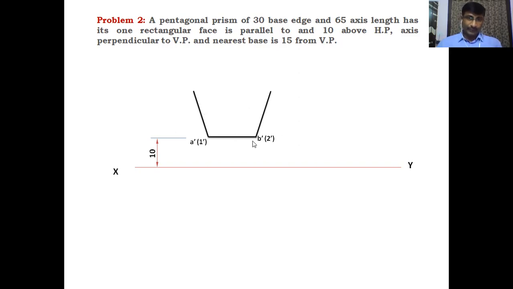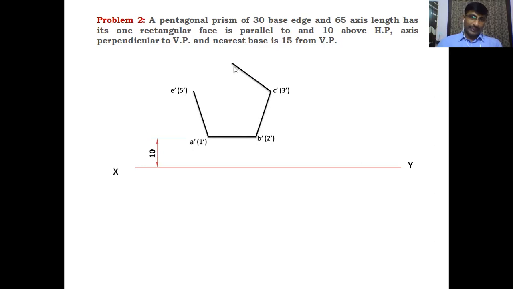Another line at point B dash of 2 dash, which makes an angle of 108 degrees with this horizontal line, and length is 30 mm. This is the C dash of 3 dash. This is the E dash of 5 dash. That is the fifth point. The fourth point will be somewhere else. Here, the fourth point will be formed.